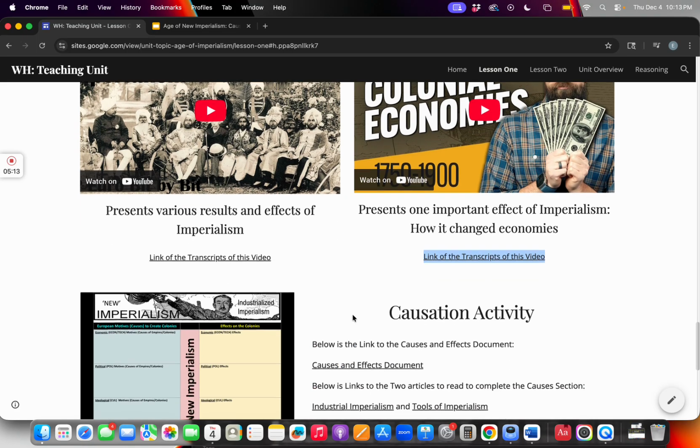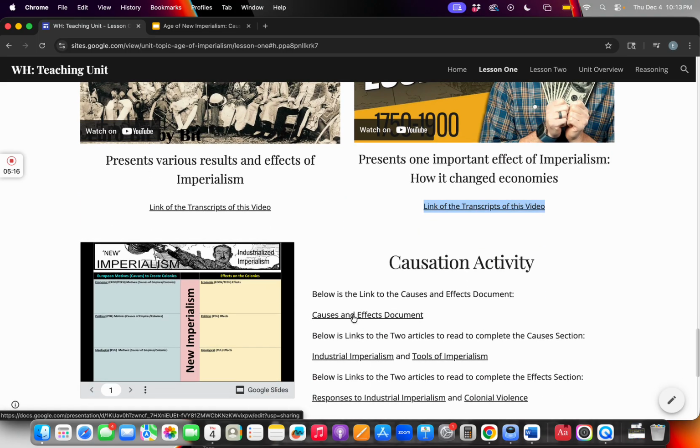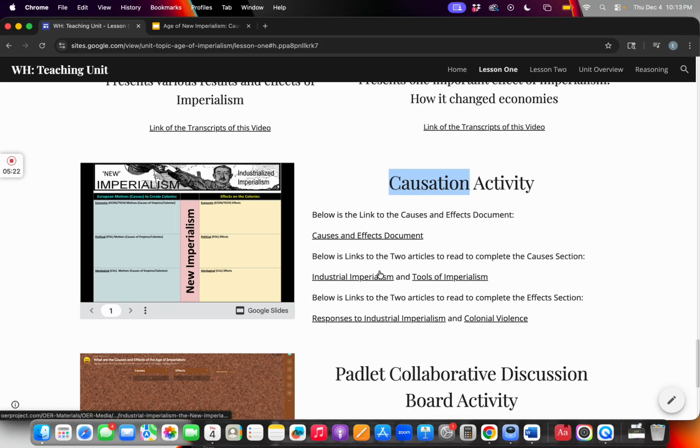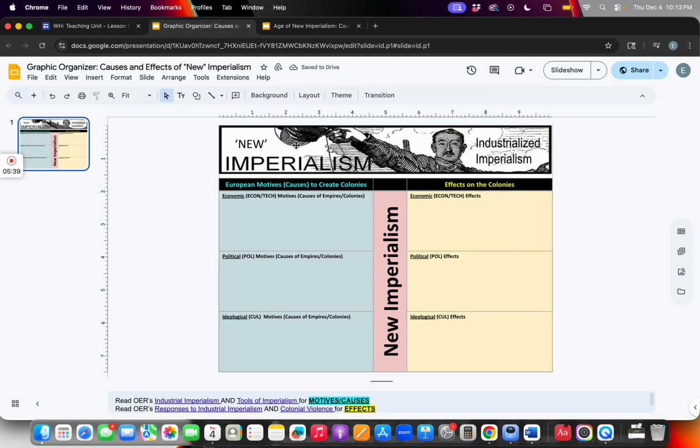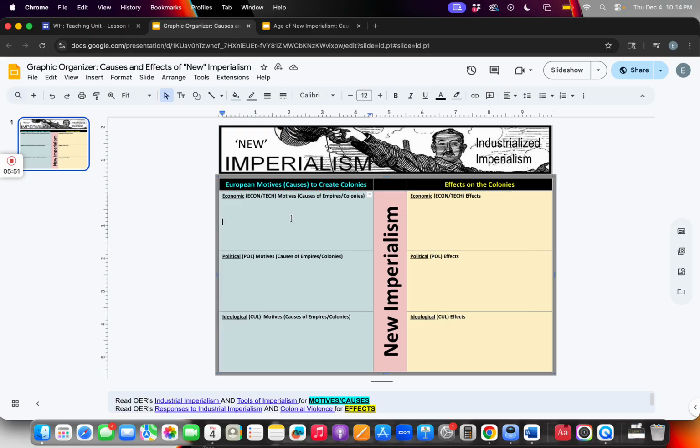So the first activity for this lesson is called the causation activity or the cause and effect activity. For this activity, you will be accessing this document by clicking on the link below here, which I have highlighted, which will take you to the Google Slide document, which your task is mainly to decide to either focus on the causes or on the effects section. You choose either the causes or effects.